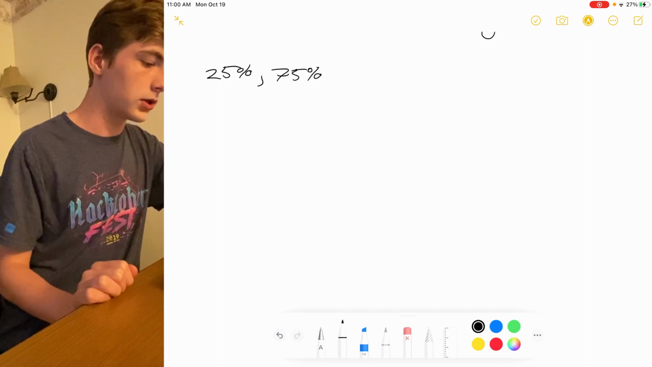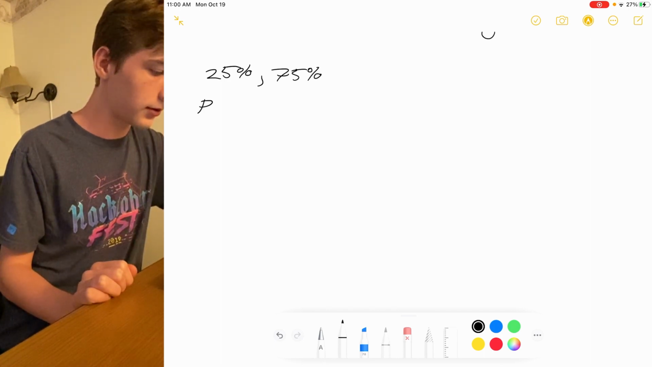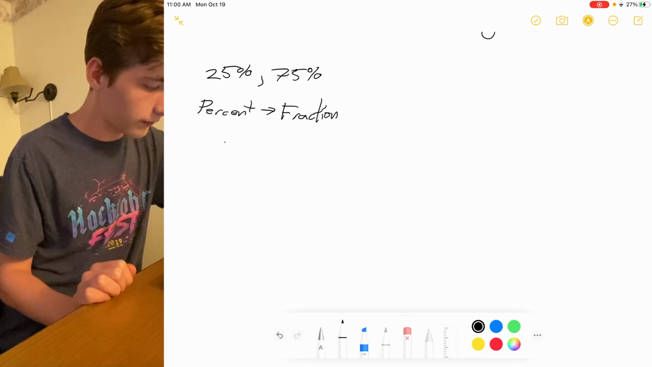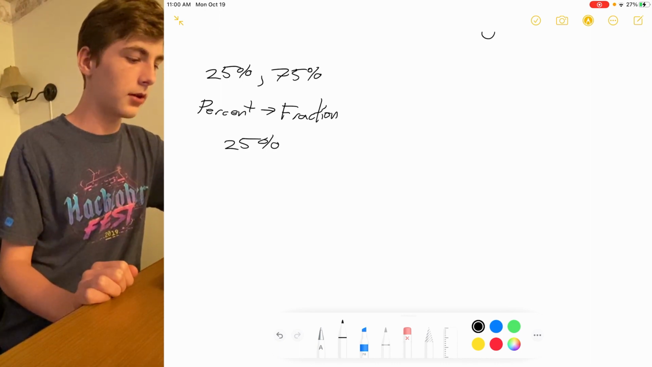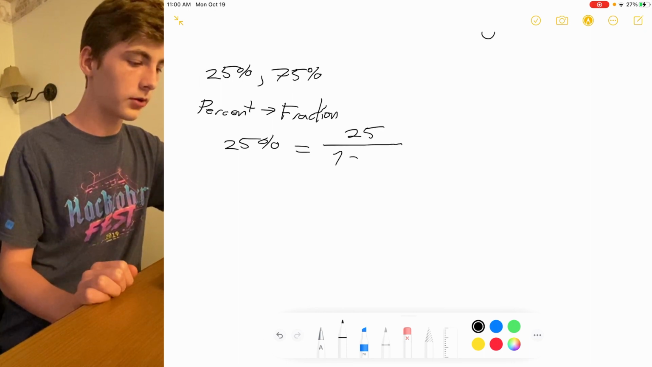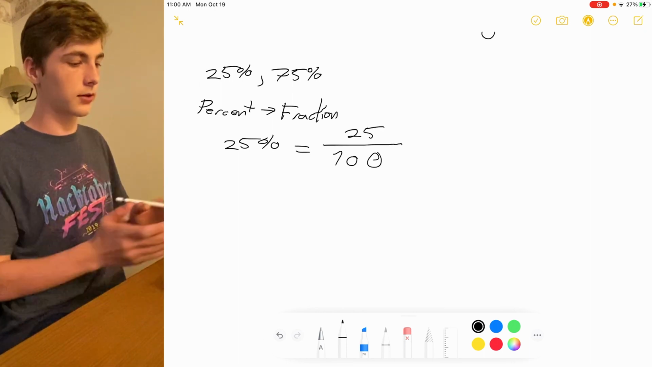So to take a percent and turn it into a fraction is very easy. All you do is you take that number, 25, for example. So 25%, we just take that number and we put it on top of the fraction, and then on the bottom we put 100. That's all you have to do to turn a percent into a fraction.